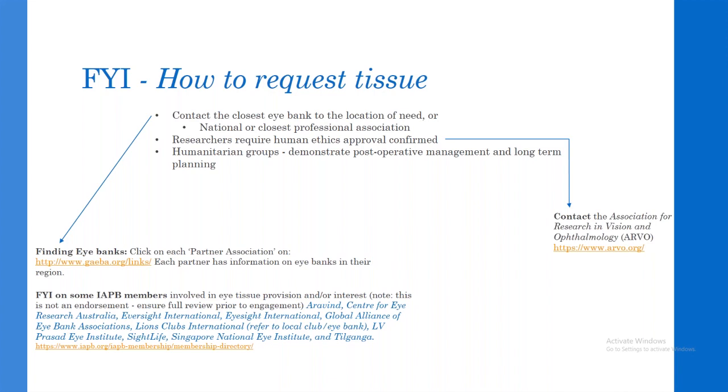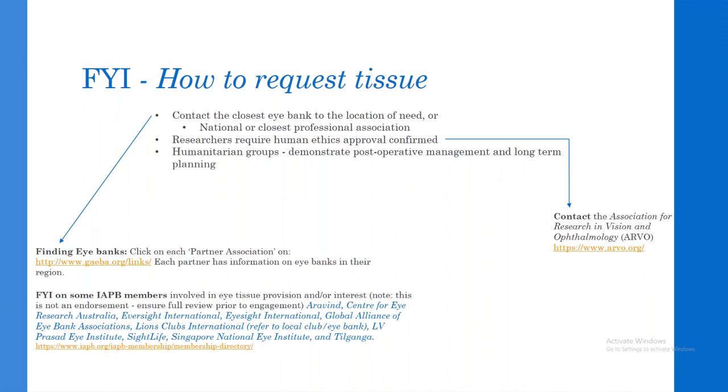So, I don't know whether you'll see my mouse here. If you click on this Global Alliance link here, it'll take you to all the different regional associations. If you click on those regional associations, you can then see who the eye banks are in their region. There are over 700 eye banks, so hopefully you'll be able to find one. But of course, there are regions without eye banks, so you may want to call some of the ones involved in international development.